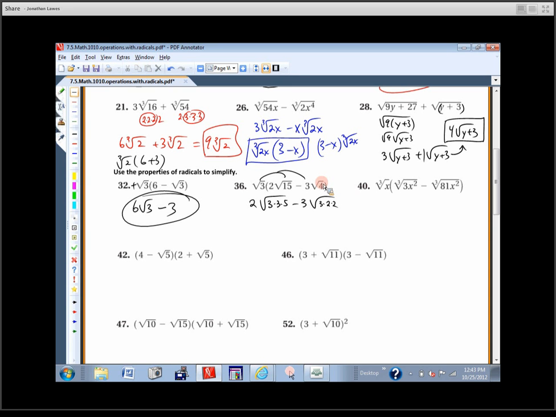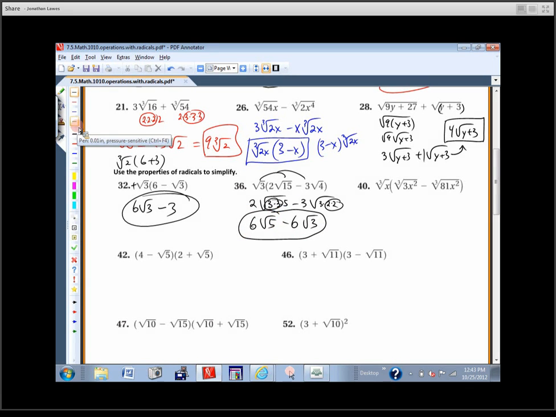So let's finish this off. So here's what I get. Pair of 3's, that's on the outside, so that's going to be 6 radical 5. Pair of 2's, that's going to be on the outside, so that's going to be minus 6 radical 3. Are these like terms? No. They've got the same root, but not the same radicand, so I'm done right there.